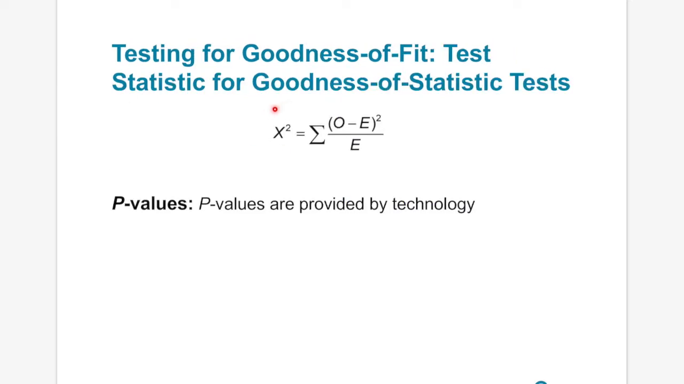Here is the formula to find the test statistic. This is called chi-square. To find the value of chi-square, I'll take the summation of the observed frequency minus the expected frequency, squared, divided by the expected frequency. However, we will use technology to find this number. For p-values, I will also use technology for this.